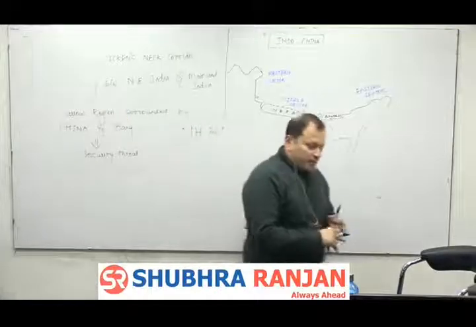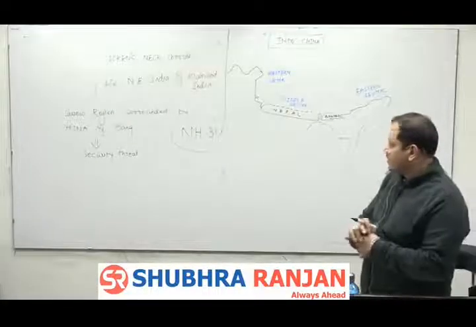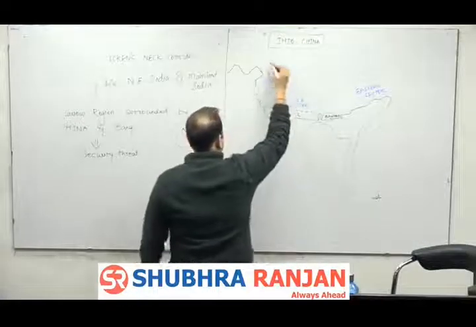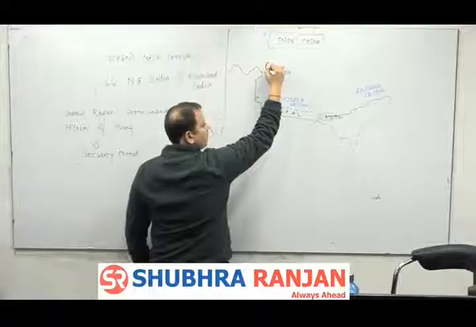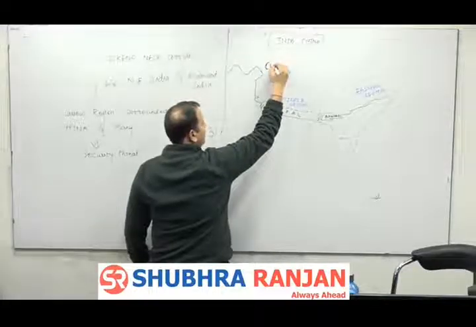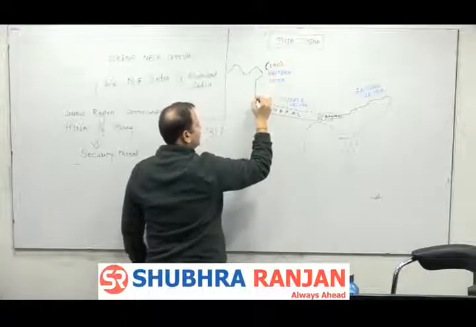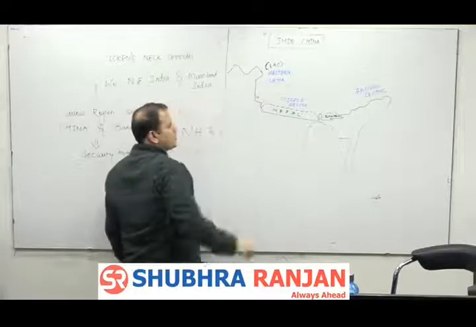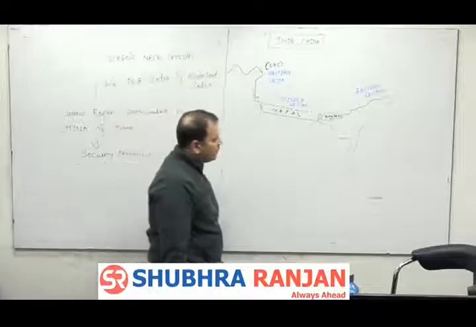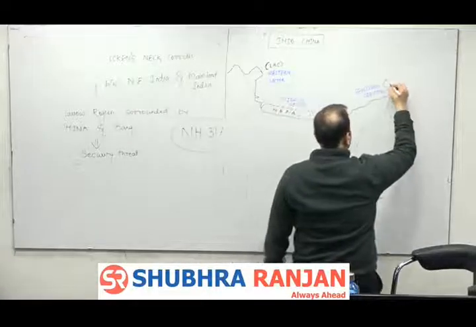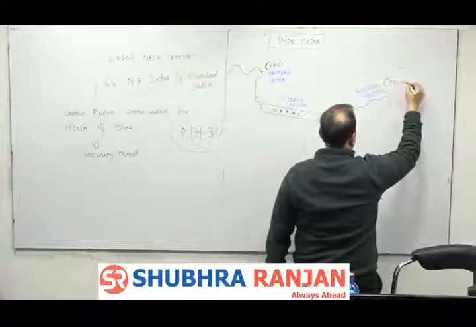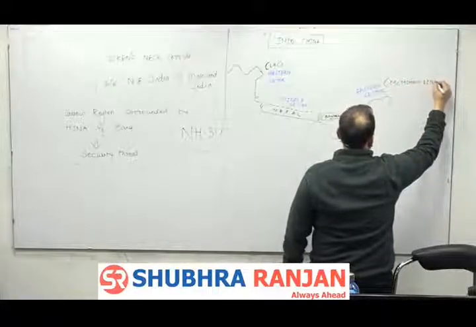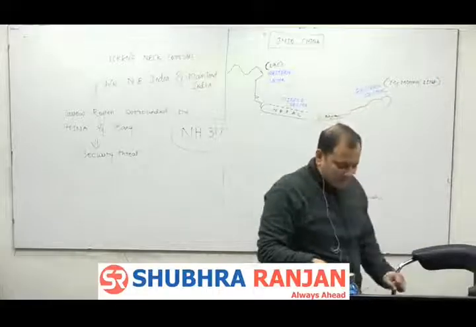So Indo-China border, it is divided into three parts: western sector, middle sector and the eastern sector. What is the name of western sector? The western sector is known as line of actual control. Actually, then we have this as a boundary between India and China, and this is known as a line of actual control. The eastern sector is known as McMahon line.